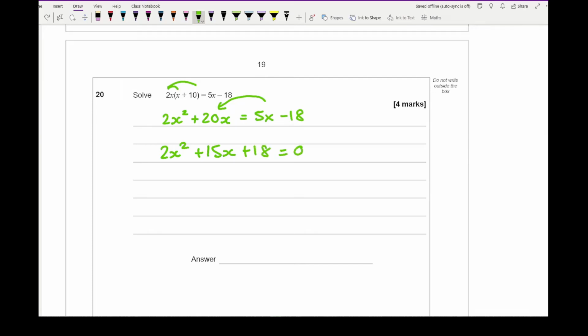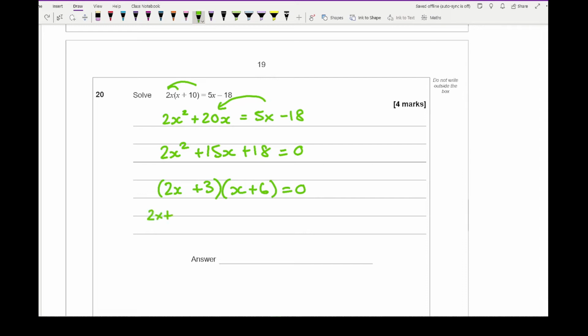And then from this, all we need to do is factorize, which this does. If it didn't factorize, I may have to use the quadratic formula, but this one does factorize to 2x plus 3, x plus 6 equals 0. And you can either do that by inspection or using the magic number way. And then from this, we just need to solve each of the brackets.